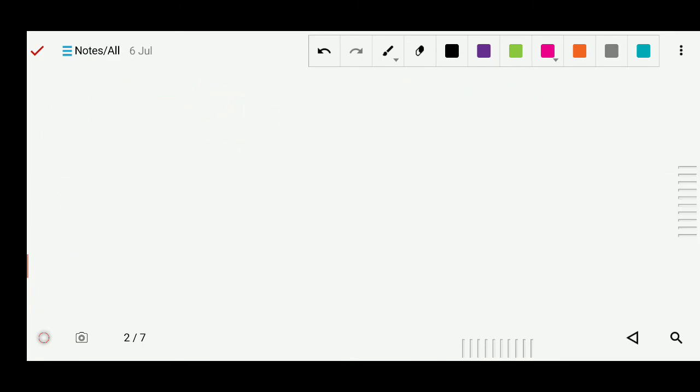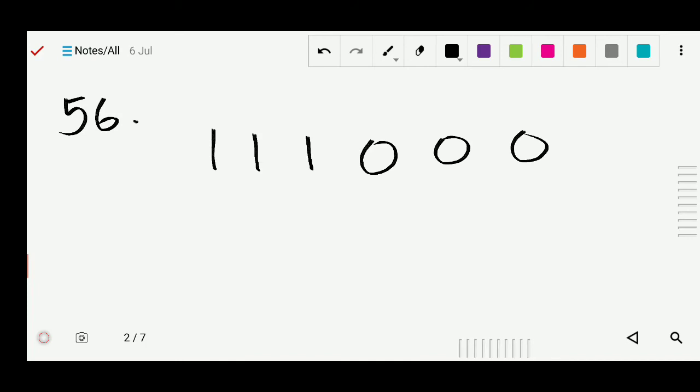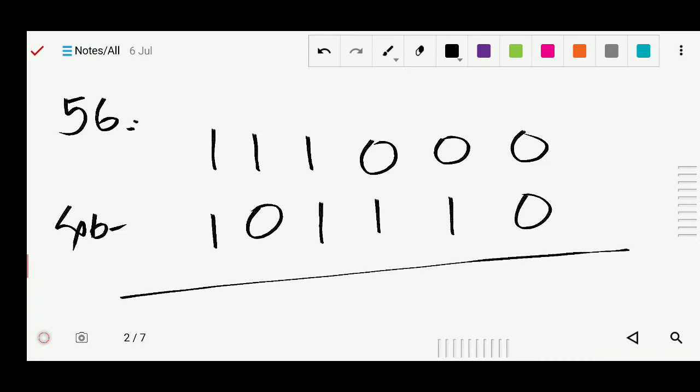Then I hope you understand. So I just take 56. That is 1 1 1 0 0 0. For 46 it will be 1 0 1 1 1 0, and you have to subtract. So how will you perform? Okay, so this 0 0 0.